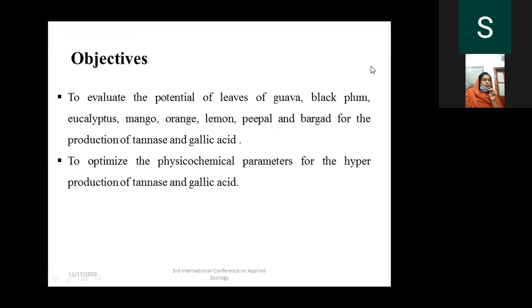The objectives of this study are to evaluate the potential of leaves of guava, black plum, eucalyptus, mango, orange, lemon, peepal, and bargad leaves for the production of tannase and gallic acid, and the optimization of physiochemical parameters to obtain a higher yield.